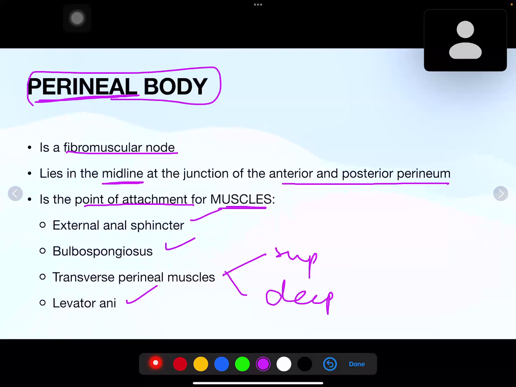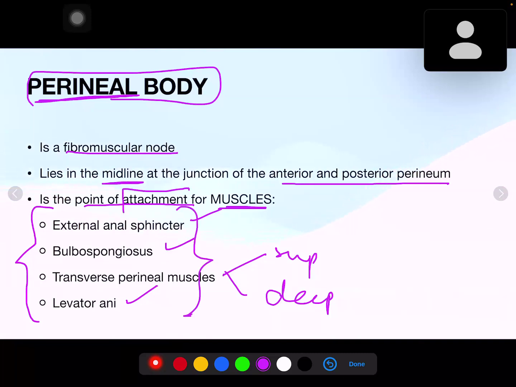Okay, so the muscular attachments, they can ask you in exam which muscle has the insertion or origin over the perineal body. So you have to remember these muscles which attach to the perineal body.